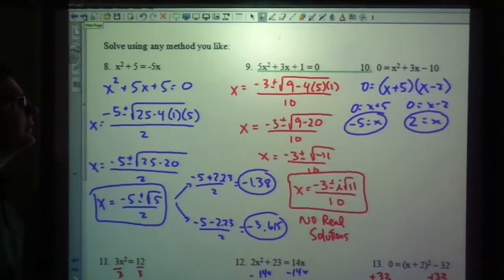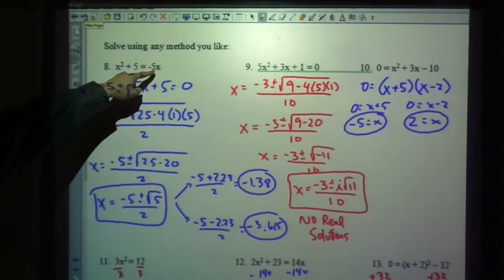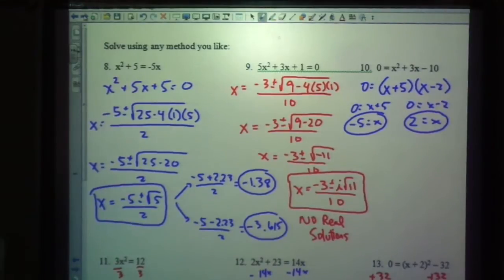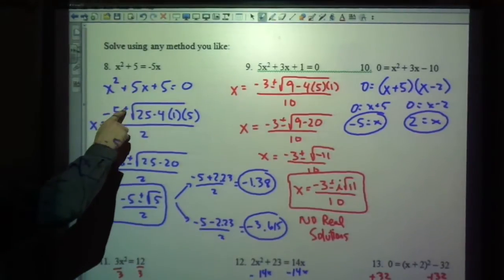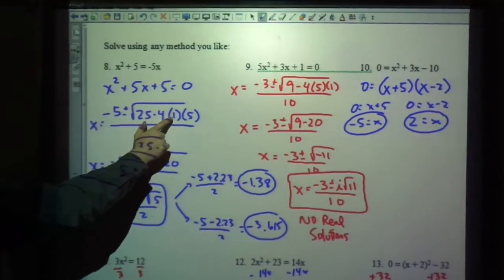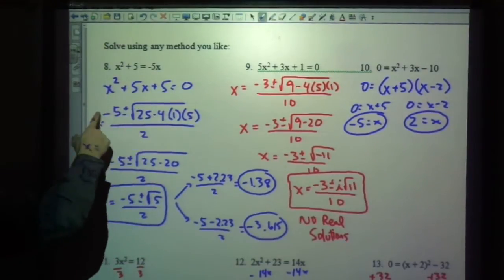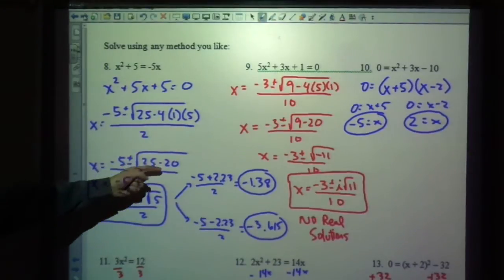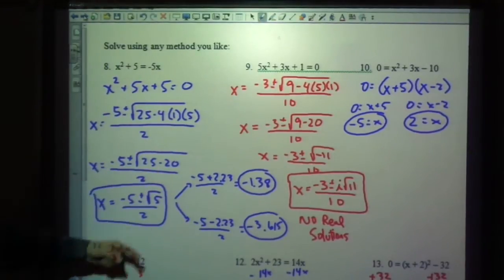Solve using any method. Well, the first thing is I want to put this into standard form. Here we go. This is not factorable. There's nothing that multiplies to be 5 and adds to be 5. So I'll use the quadratic formula. Negative b plus or minus square root of b squared minus 4 times a times c, all over 2a. This is equal to negative 20. So 25 minus 20 is 5. So I've got negative 5 plus or minus square root of 5 over 2.